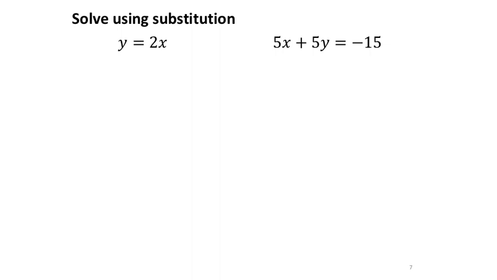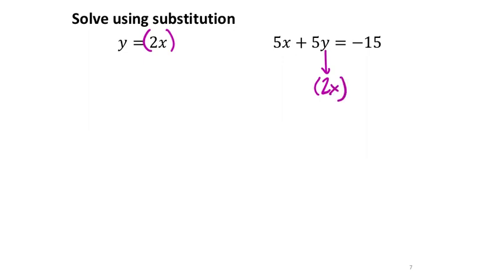So y equals 2x, and then we got 5x plus 5y equals negative 15. Again, since we're substituting, this y equals 2x stuff, especially when it's one term, y equals a term, it should be pretty easy to just replace this y with that term. Okay, so I'm going to take that 2x, and in the second equation, I'm going to replace the y. So instead of it showing as a y, I'm going to show it as a 2x.